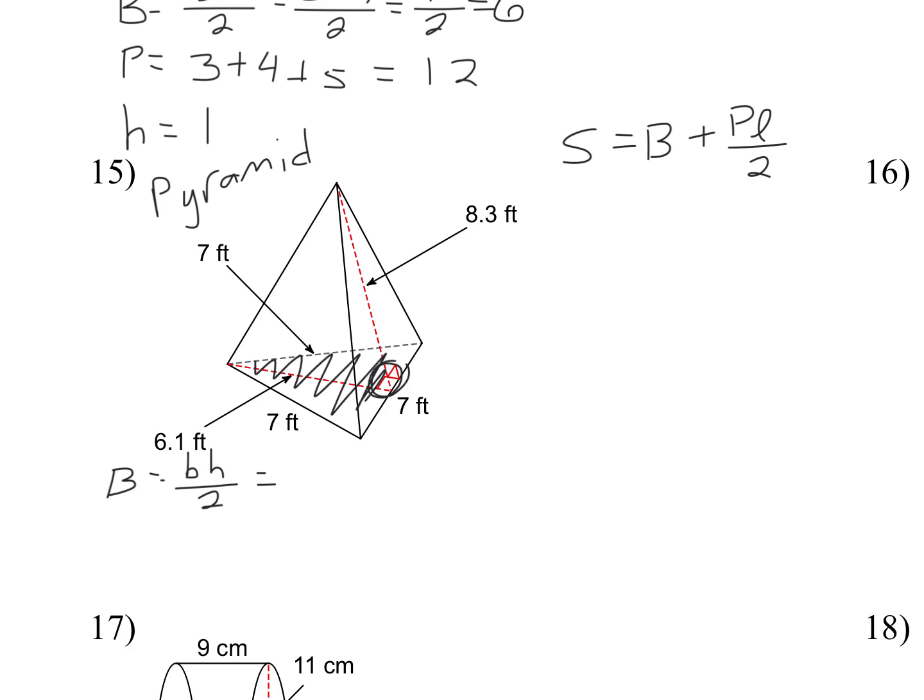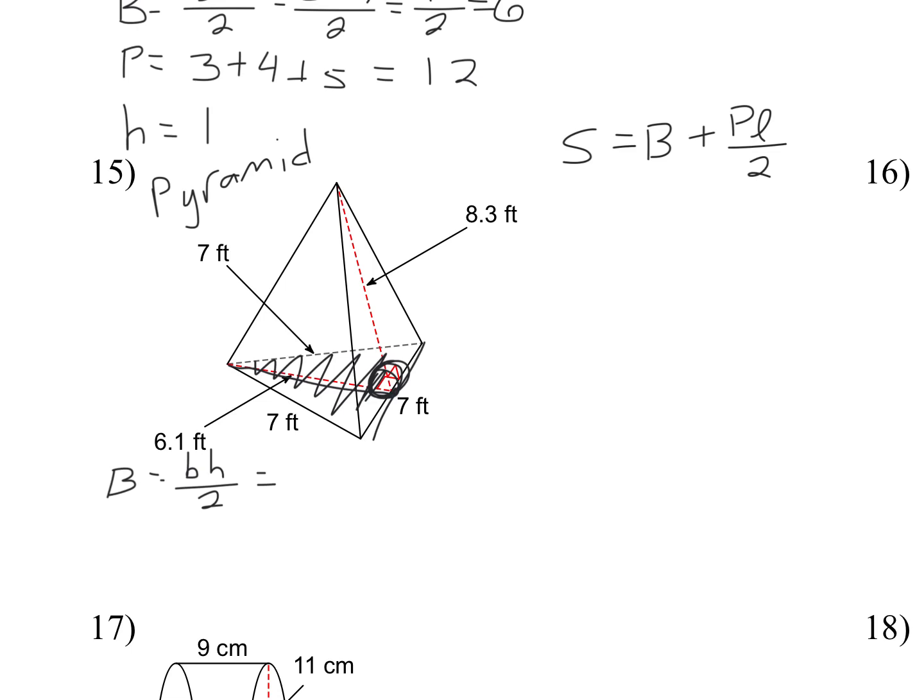It's a little trickier with pyramids. Okay, what sides are connected to that right angle on the base? 7 and... Zedek, what'd you say? It is 6.1. Why is 8.3 not an option?